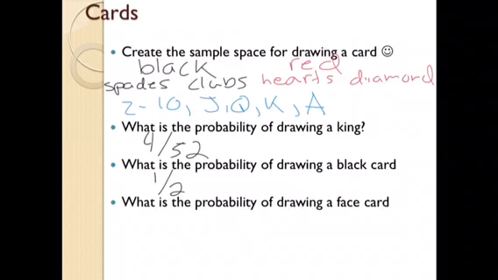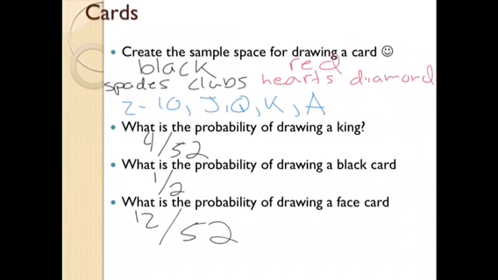And then finally, the probability of drawing a face card. So again, looking at our face cards, they are the Jack, Queen, and King. There's 3 different face cards, but each suit has those face cards. So there's 3 spades, 3 clubs, 3 hearts, and 3 diamonds for the Jack, Queen, and King, which means we have a total of 12 possible face cards out of the 52.